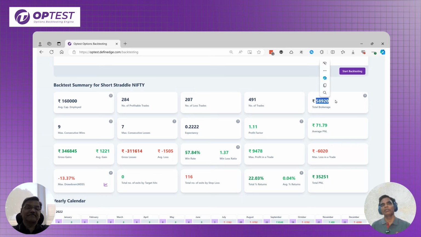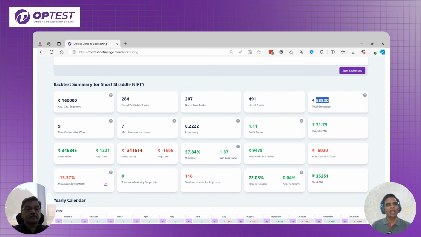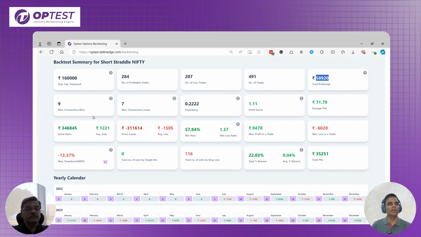As I said, it will be a huge brokerage. So every day, for a straddle, 60, 120 rupees, and then you calculate. That's a huge brokerage, right? And then the number of maximum consecutive wins, the number of maximum consecutive losses. It will just tell you how much consecutively you might win or you might lose, so that you have an expectation of this strategy.